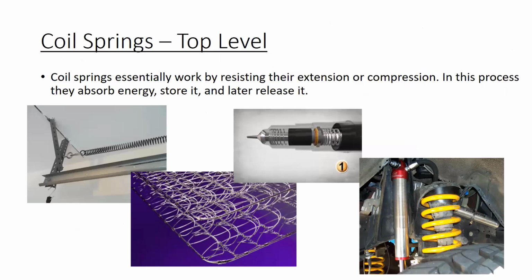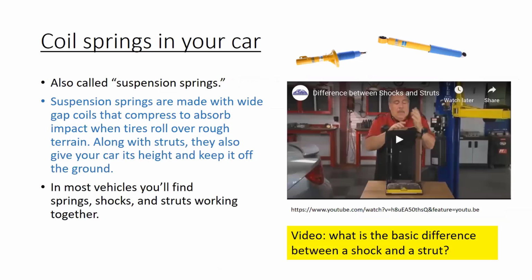Coil springs in your mattress are another example. The springs in a ballpoint pen and the coil springs in your car are all common examples. So coil springs in your car are also called suspension springs. They're made with wide gap coils that compress to absorb impact when tires roll over rough terrain. Along with struts, they also give your car its height and keep it off the ground.